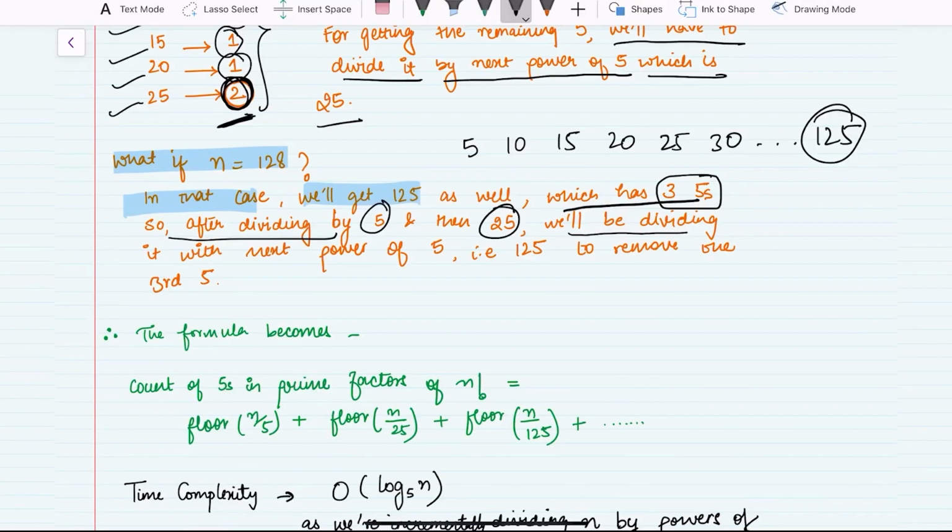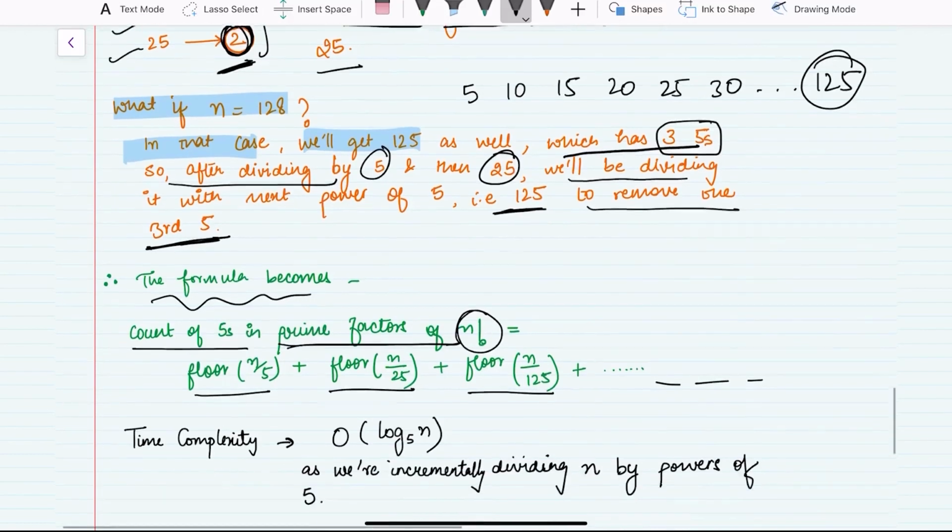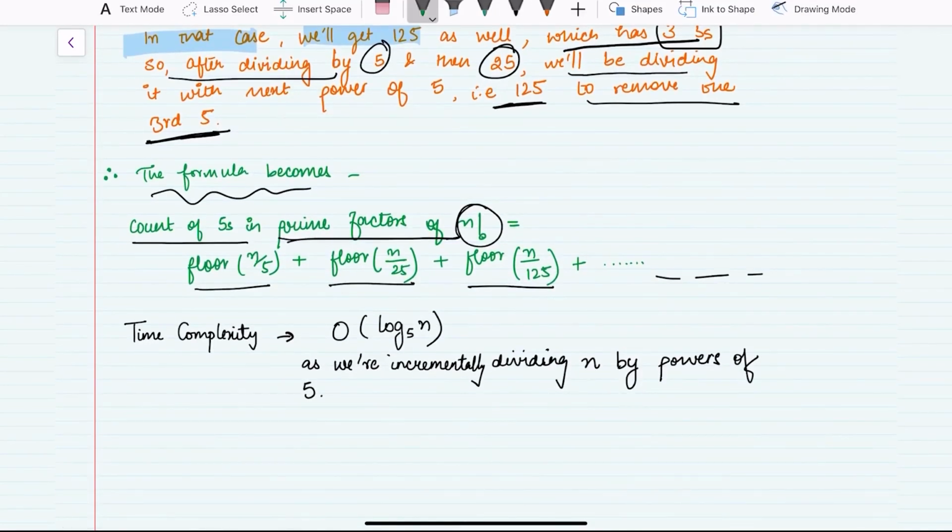So for that, we'll have to divide it with the next power of 5, which is 125, to actually get the third 5. Now the formula has become: the count of the number of 5's in the prime factors of n factorial is equal to floor of n by 5 plus floor of n by 25 plus floor of n by 125 and so on, till the power of 5 is greater than n. So the time complexity of this approach is going to be order of log base 5 of n.